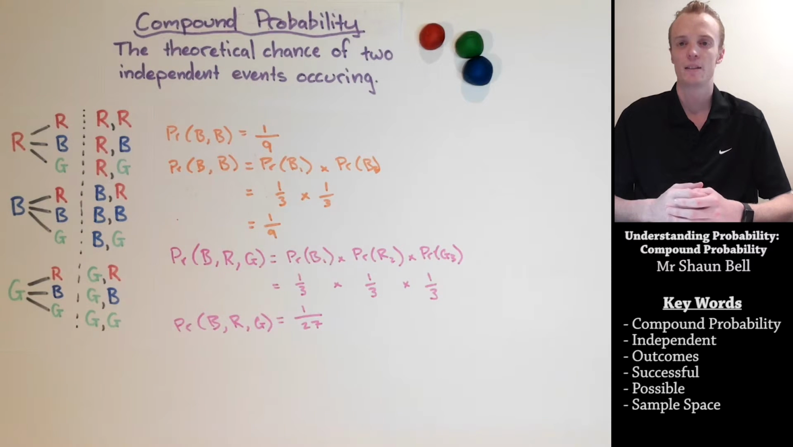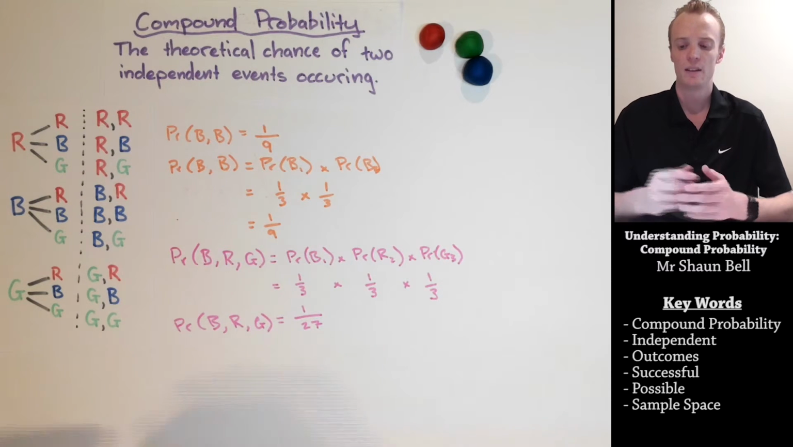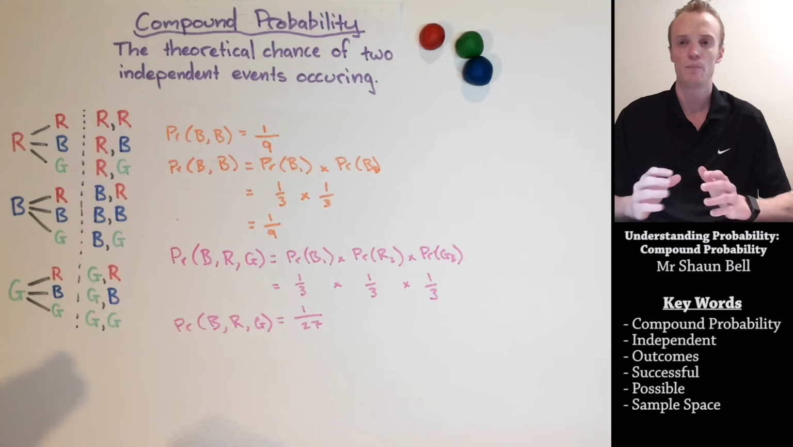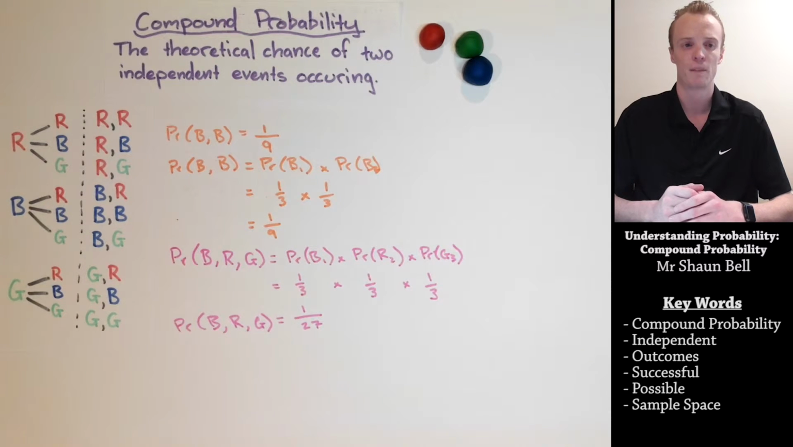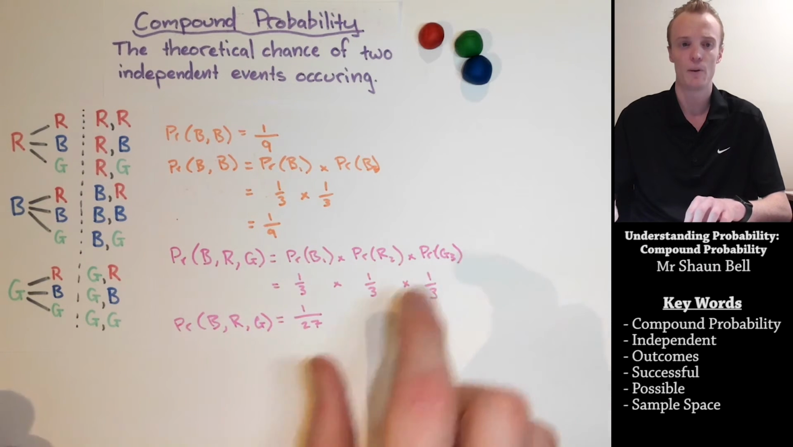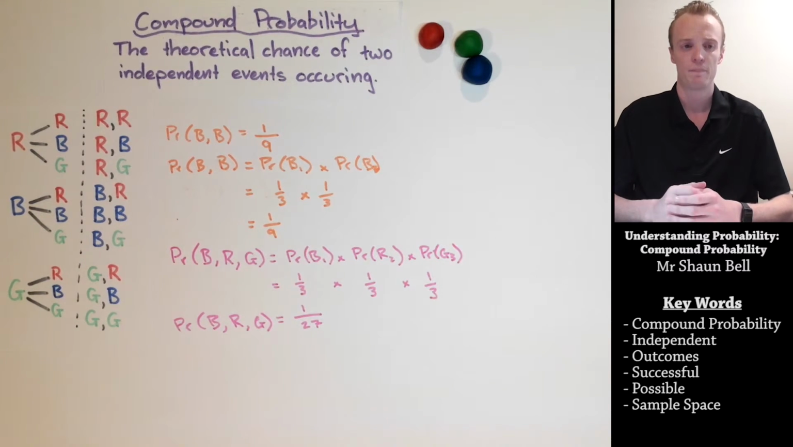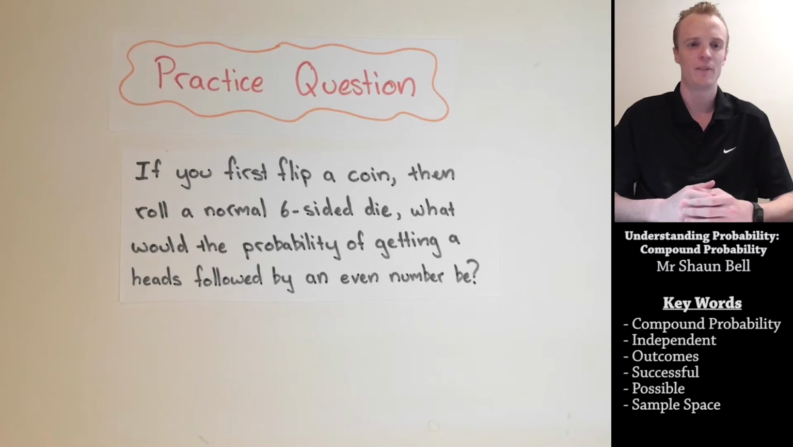So let's revise. Compound probability is the theoretical chance of two independent events occurring. Independent events means that the outcomes of each event are not influenced by the outcomes of any other event. We can calculate the compound probability by multiplying the probability of each successful outcome with each other. So now, why don't you give it a try?